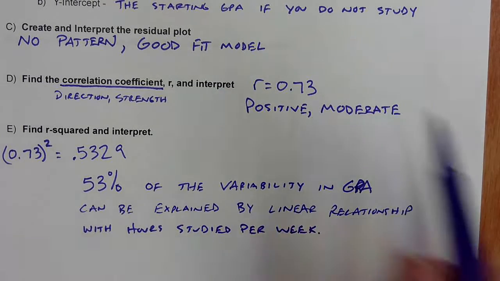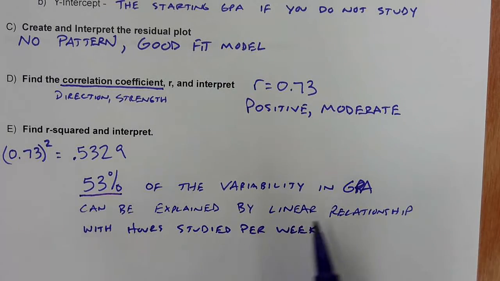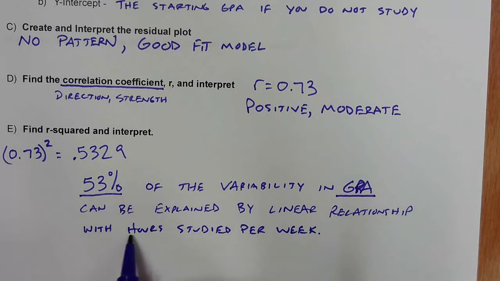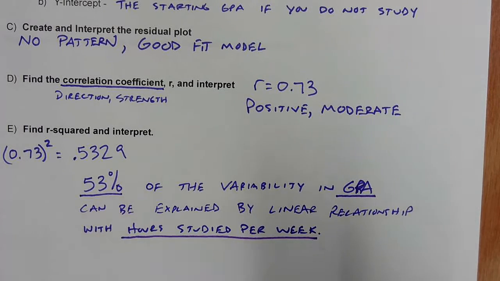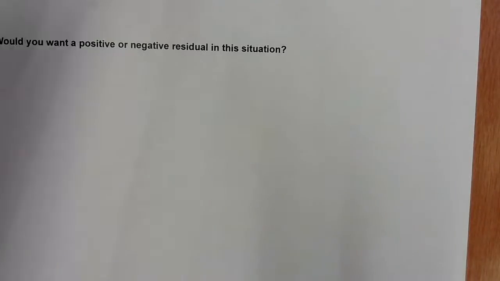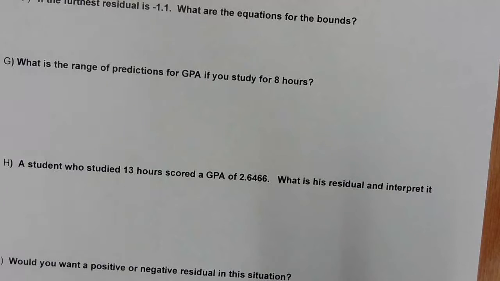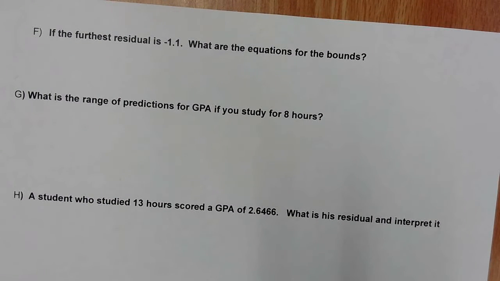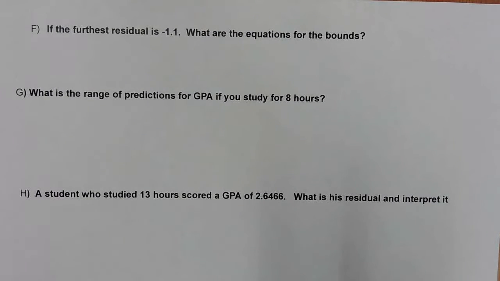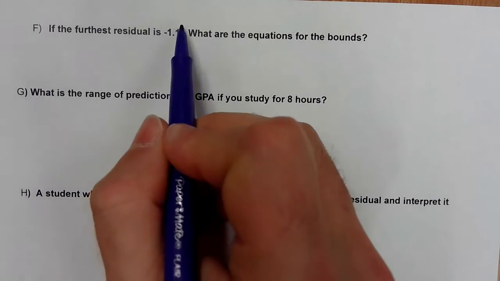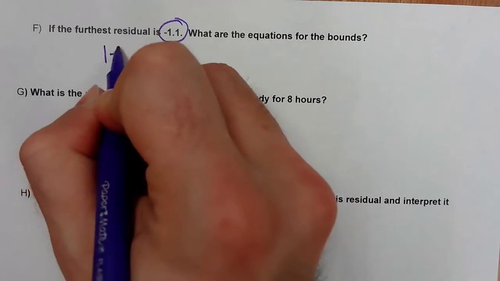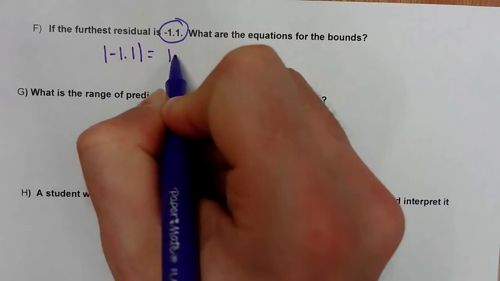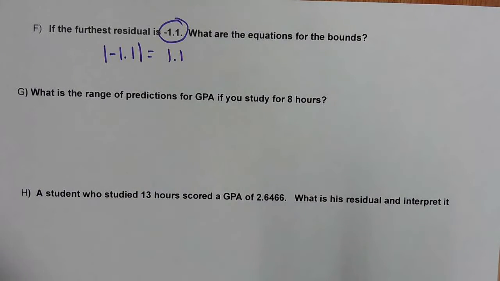Remember, the whole sentence stays the same except we change the percentage, we change what the dependent variable is, and we change what the independent variable is. All right, we're going to look at a couple more questions here. First one says, if the furthest residual is negative 1.1, what are the equations for the bounds? So we're going to take the absolute value of that residual. So the absolute value of negative 1.1 equals 1.1. So that's the distance that we want to move.